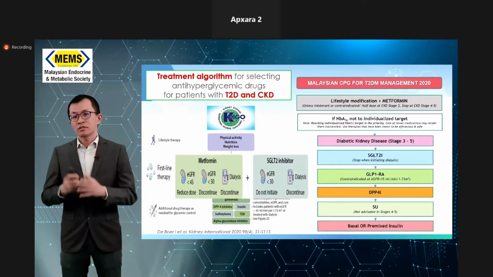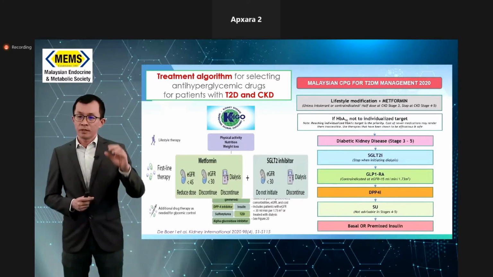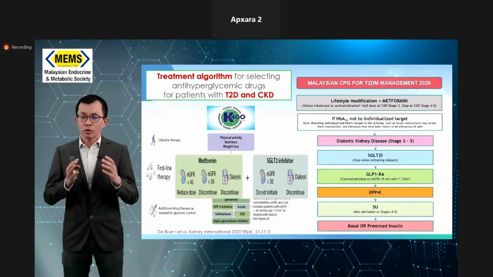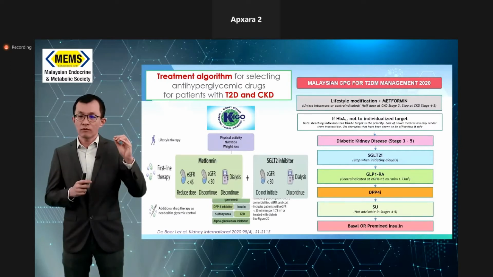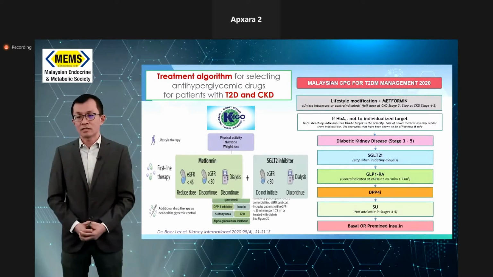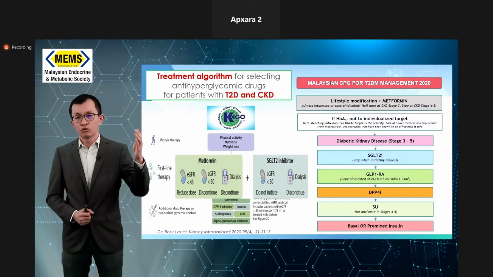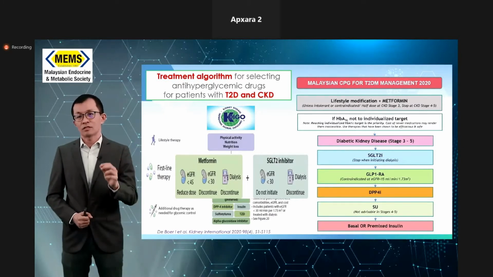Our Malaysian CPG for type 2 diabetes management 2020 also positioned SGLT2 as a second anti-diabetic agent after metformin. It's important to highlight that for the meantime, for most of the SGLT2 inhibitors, the eGFR threshold for initiation is 30 ml per minute. But based on KDIGO recommendation, we do not need to discontinue SGLT2, even if the eGFR drifts to less than 30, and we only discontinue the agent when the patient is started on dialysis.